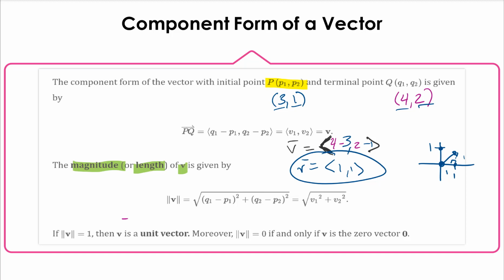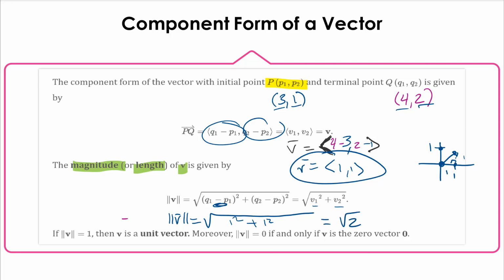Pythagorean theorem. So we can say that the magnitude of our vector V is going to be, see all this? We already solved for it up here. We already know the vector. So it's just 1 squared plus 1 squared, which is telling us we get the square root of 2. And that's how long the thing is. Bang. No biggie.